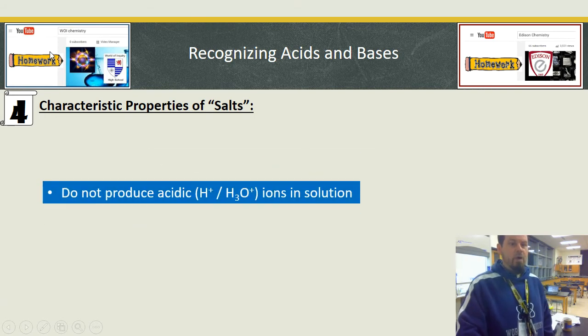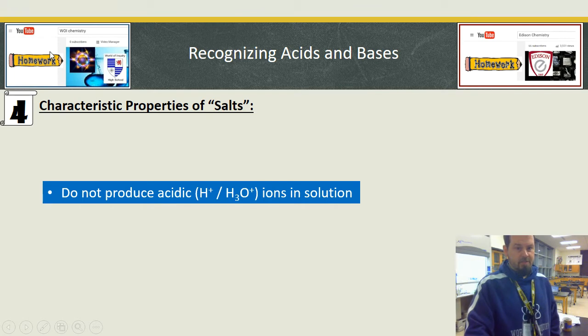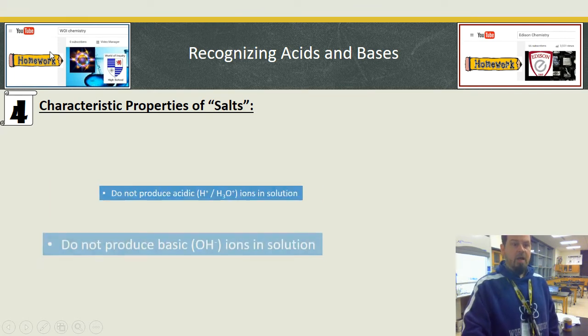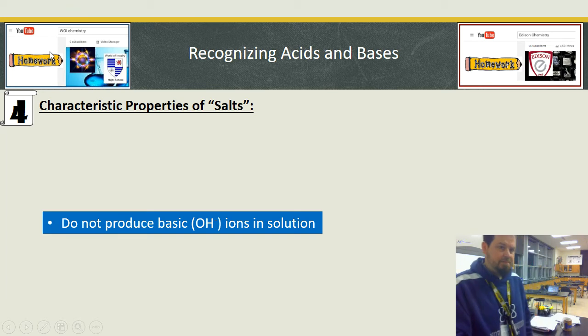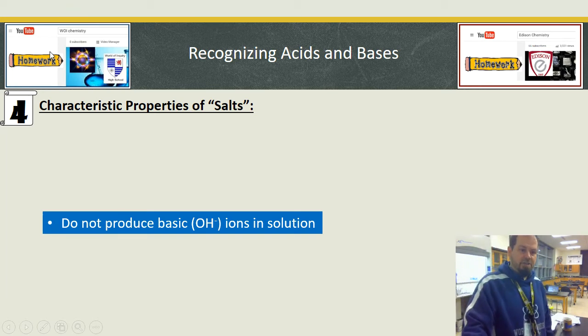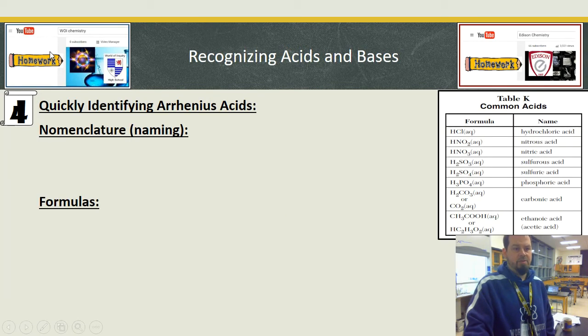What makes them different than an acid or base is when they dissociate, they don't produce H plus ions. Okay? And when they dissociate, they do not produce OH minus ions. If the salt did that, that salt would be an acid or a base. Okay? So that's what differentiates a salt from an acid and a base. A salt is an ionic compound that dissociates not producing H plus or OH minus.